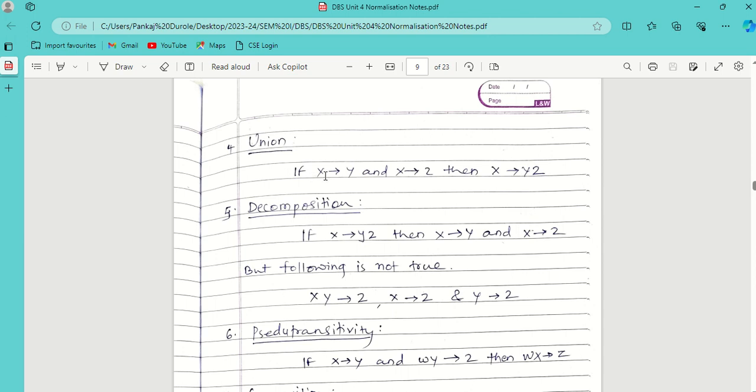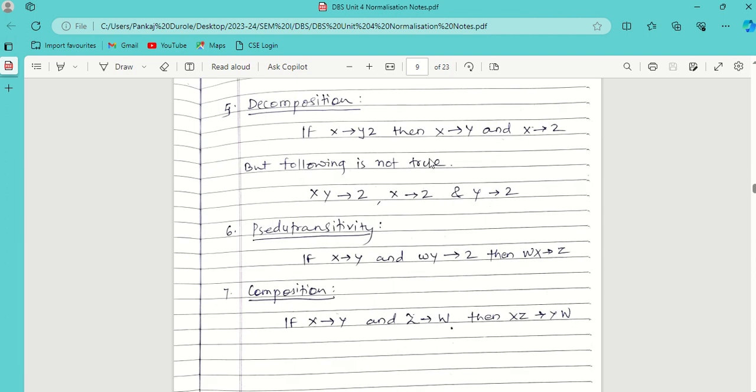Union. If X is determining Y and X is determining Z, then X will determine YZ. Decomposition. If X is determining YZ, then X will determine Y and X will determine Z because YZ is determined by X. So the single attribute will always be determined by X. But the following is not true. If a group of two attributes is determining Z, then that alone attribute cannot determine Z.